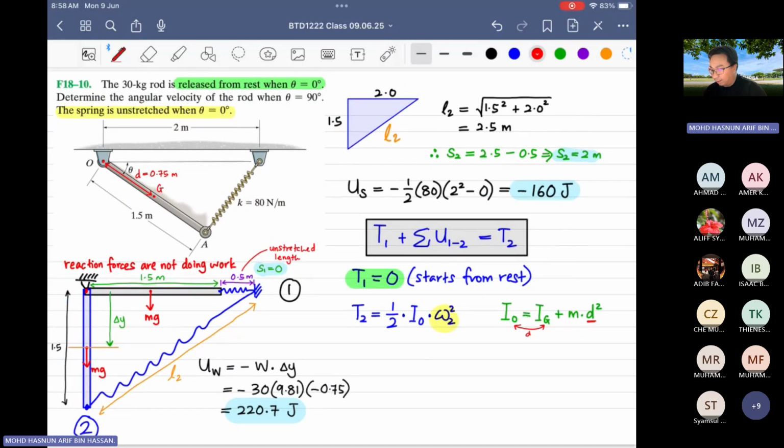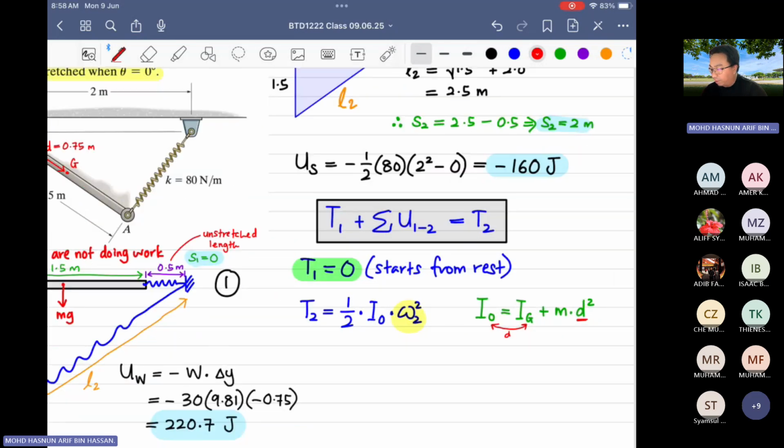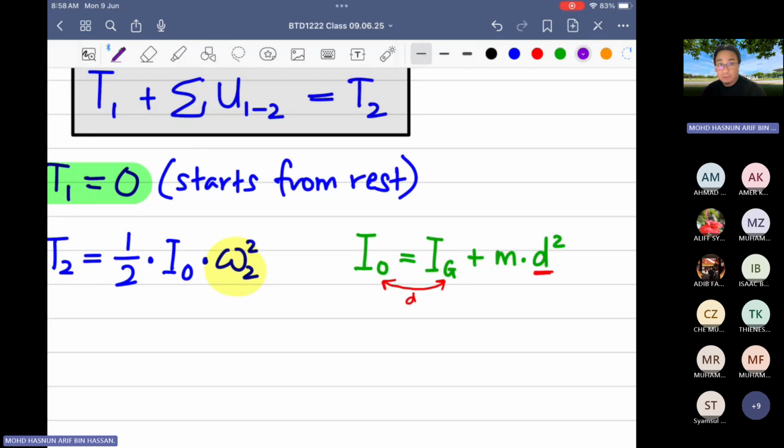Before we can calculate IO, we also need the value of IG. So this is a slender rod. Sometimes it is written as rod, sometimes it says slender rod. If it doesn't give the radius of gyration, which is K, you can simply assume that this is a homogeneous object.